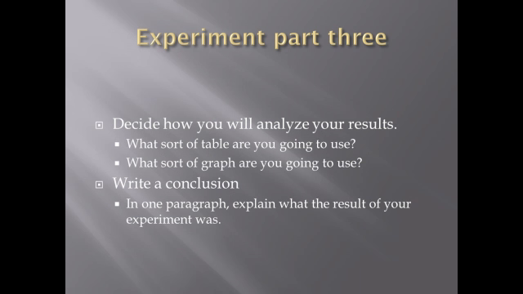The third thing, experiment part 3 up here, is you have to decide how you are going to analyze your results. How are you going to find out what happened? Because you have numbers, but numbers only go so far. You have to actually take those numbers and do something with them with math. And what you can do is create a table of some kind that you can put all of your data onto.